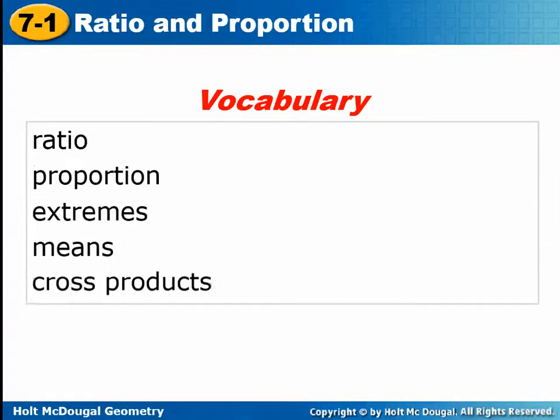Our vocabulary for this lesson is ratio, proportion, extremes, means, and cross products. Extremes and means are probably the two new terms, or ones that you might have to review a little bit.